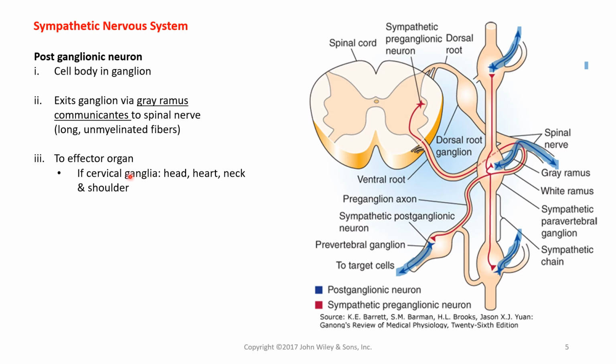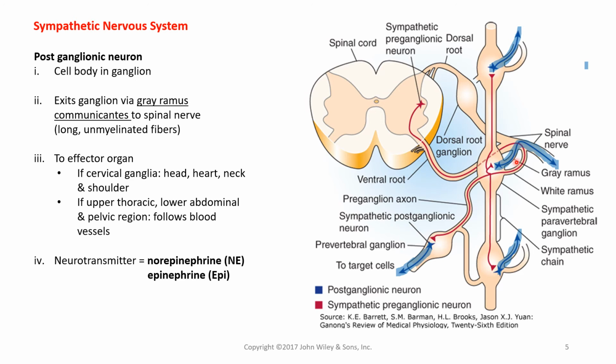If it's in the cervical region, remember that cervical ganglia, it's going to go to the head, it's going to go to the heart, and actually it'll have some going to the neck and shoulders. If it's in the upper thoracic, it's going to be going to the lower abdominal and pelvic region, and it's going to follow the blood vessels in that case.